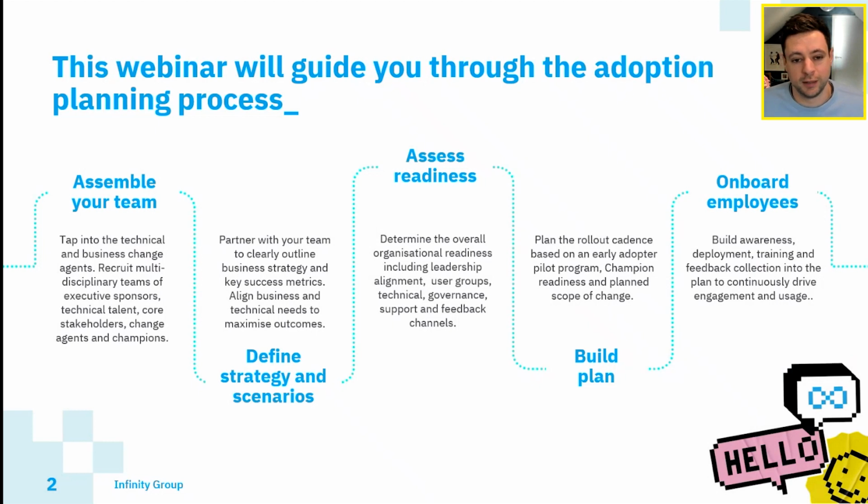So first of all, how do we assemble a team? Who needs to be in that team? And how do we get the right makeup of that team? Then we'll look at how we define a strategy and some key scenarios. So what problems are we trying to solve with this project and how can we tie those into our adoption journey? Then we'll look at the readiness of the organisation, and that goes for both leadership, but also end users, technical teams, support teams as well. So we'll see how we need to engage with those various stakeholders.